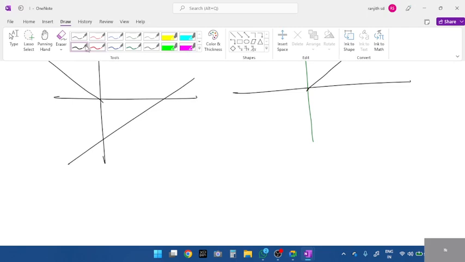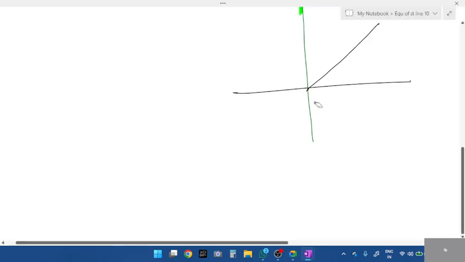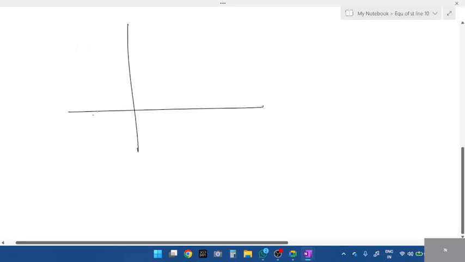Anything which is flat, x-axis. Anything which is straight, y-axis. Anything which is slanting is called oblique. Oblique.